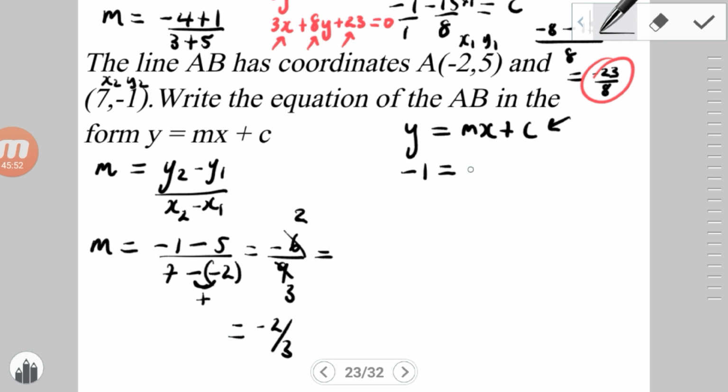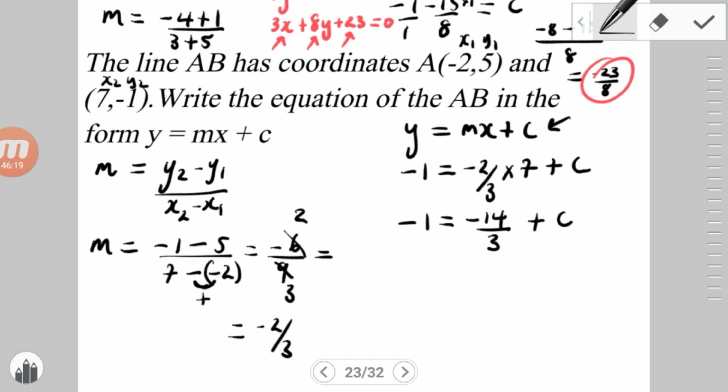M obviously works out to be minus 2/3. Multiplied by x here works out to be 7. And we're looking for C. So here we end up with minus 1 being equal to, there's nothing here to cancel, so that's minus 14 divided by 3 plus C.